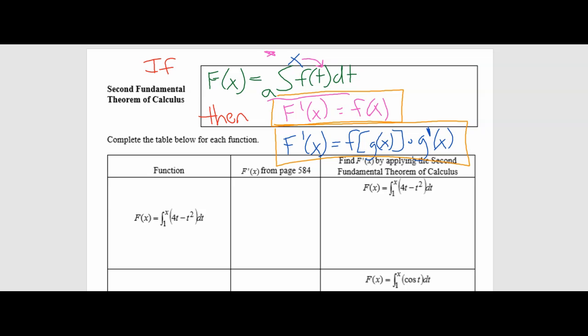Okay, I know that was long, but hopefully, that gave you a decent understanding of what the second fundamental theorem of calculus is, and the notation surrounding it.